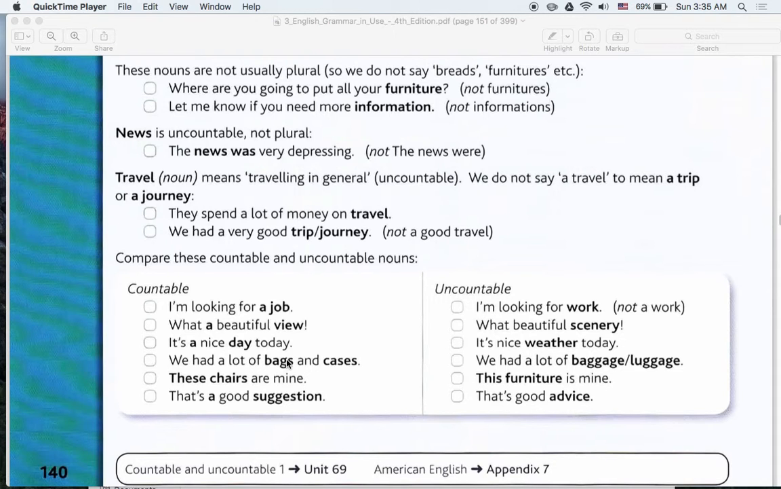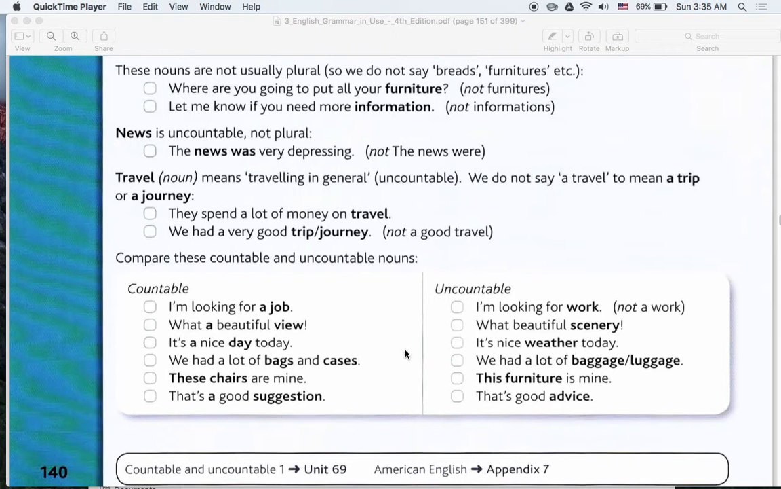Here, bags and cases. There are many of them, so you can say we had a lot of bags and cases. But here, when you're talking about the baggage in general, you say it without an article. We had a lot of luggage, and just one form, no plural form.